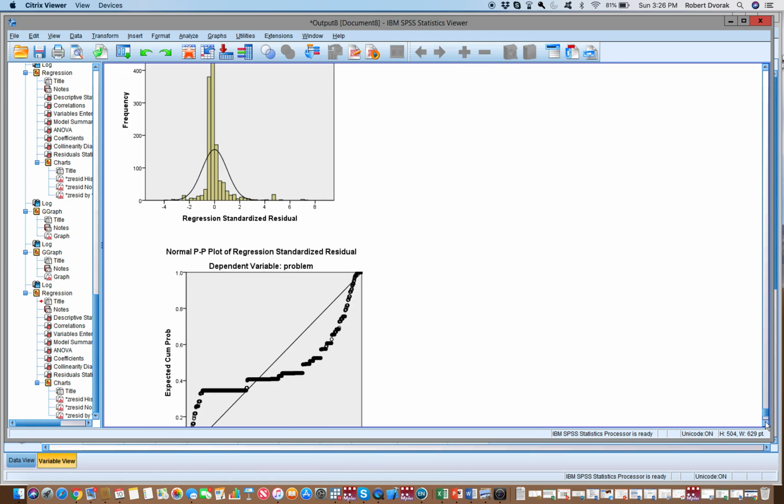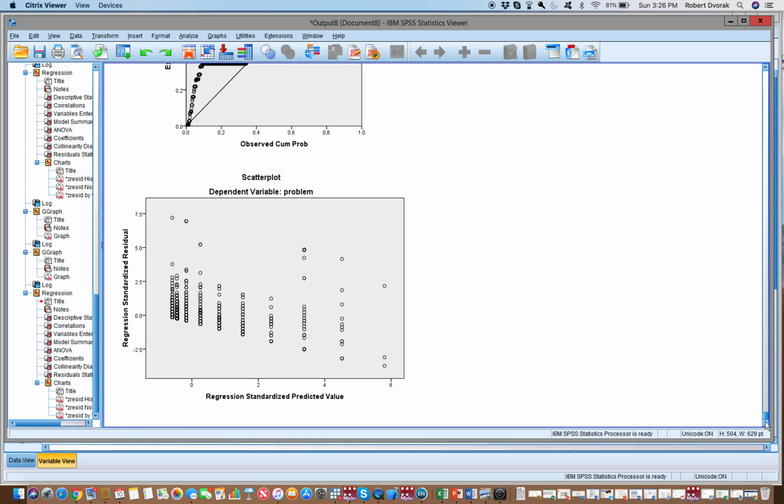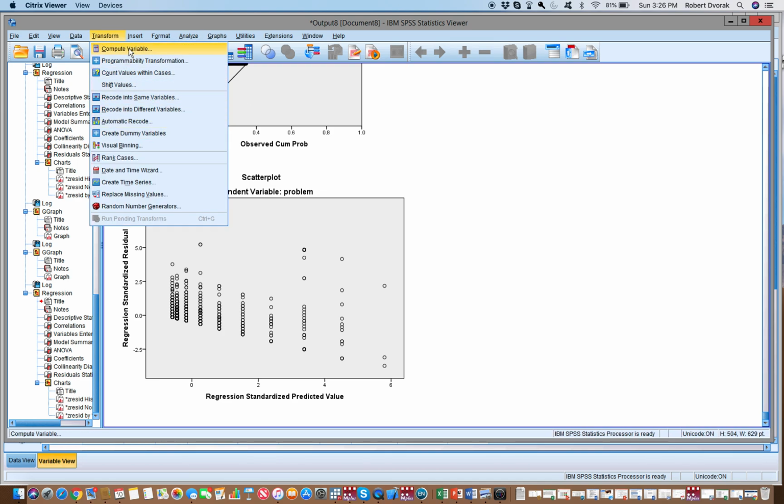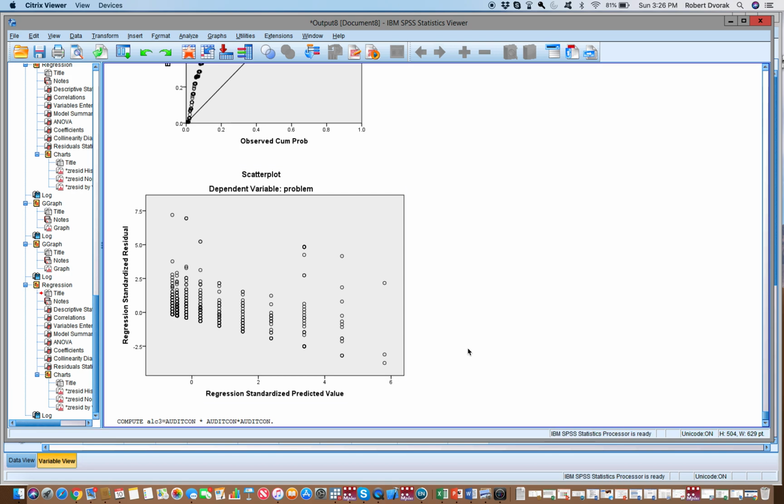Of course, that looks terrible. You know what? That looks better than it did before, doesn't it? That still doesn't look the greatest. Let's do one more thing. Transform, compute. Let's go times, alk3. This is assuming some sort of a cubic effect.